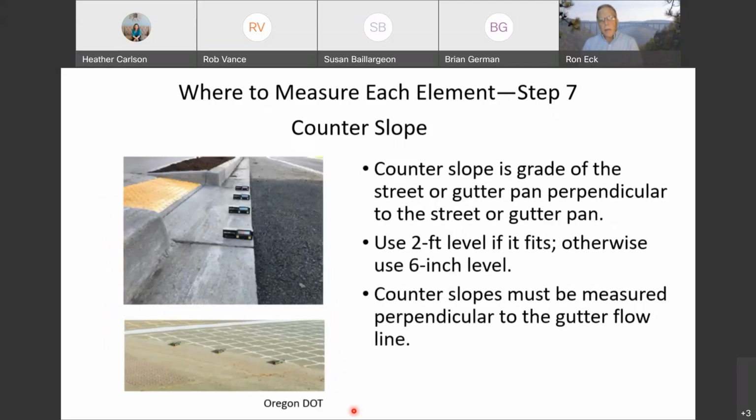And then to measure the counter slope, that's the grade of the street or the gutter pan, perpendicular to the street or gutter pan. Again, might be a good location for the 6-inch level if the 2-foot level doesn't fit.